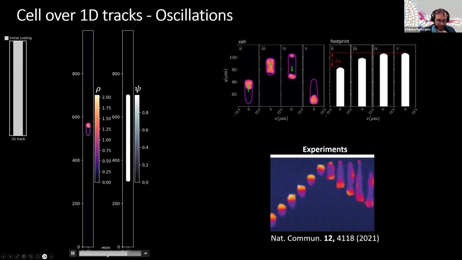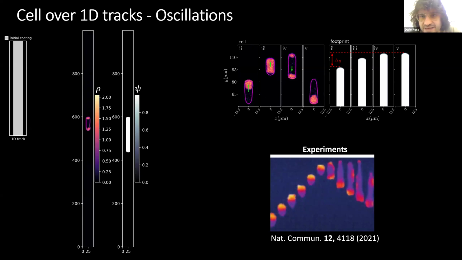And this is something that was observed during the experiments, and we were not planning on this, but we were pretty happy to be able to observe that our cells are kind of reproducing the same that what was observed in the experiments.